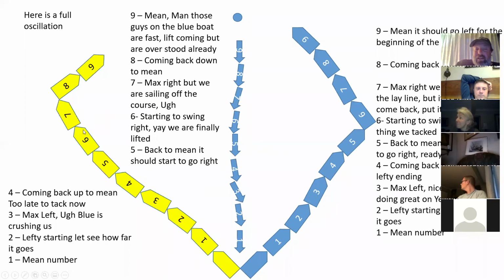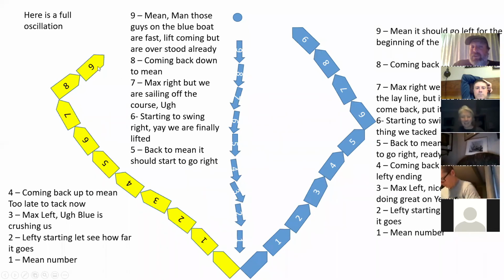Okay, so now you're starting to get a lift. You're on starboard tack, your heading number's coming up. Now you get to where seven is, you got your max lift. But now you're getting your max lift when you're already on the left side of the race course, because you didn't take advantage of the shift early. Now you really can't take advantage of it because you have to tack to go back towards the mark. So by sailing this shift the wrong way, now you almost have to tack and put yourself at an even more disadvantaged spot. So eight, you're coming back to mean.